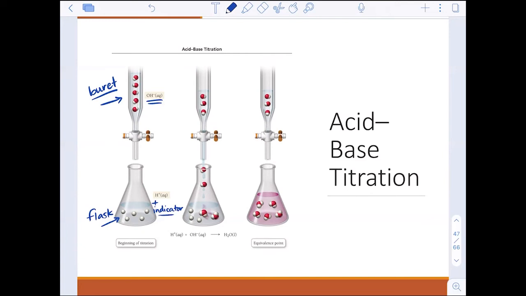So what we start to do is dribble base into the acid. And what you'll see is that all of these white dots are H plus. When they react with the base, they form H2O. Now, when enough base has entered the flask to only produce water and have no more leftover acid, then we've reached the equivalence point, and we can read the change in volume of base. Knowing that volume of base required, we would know the volume of acid in there, and we can start to identify concentrations.